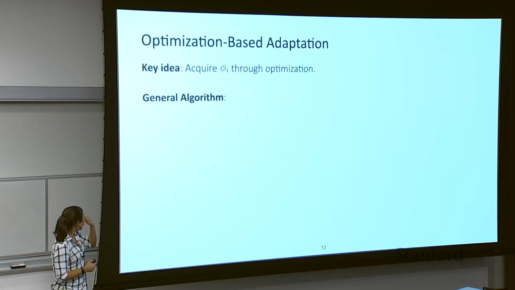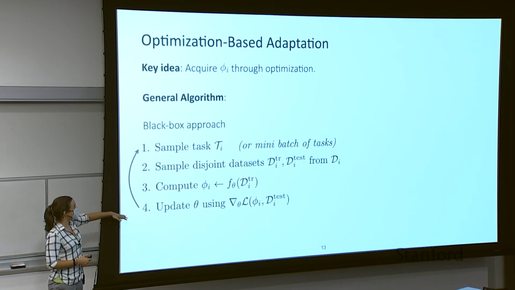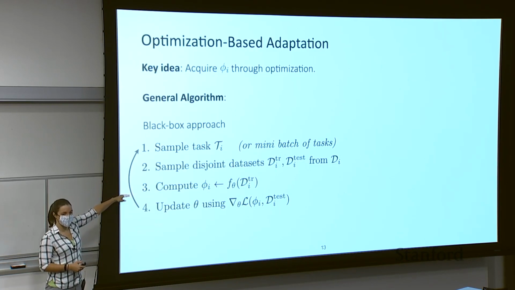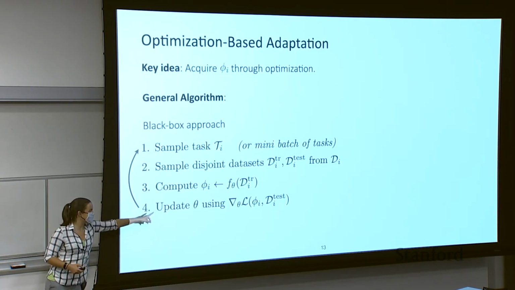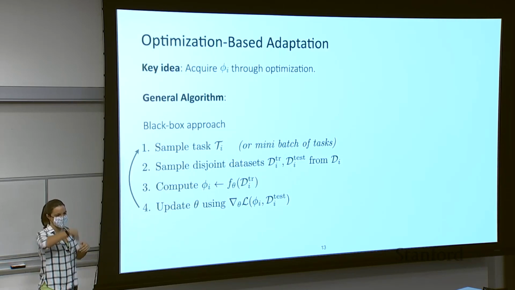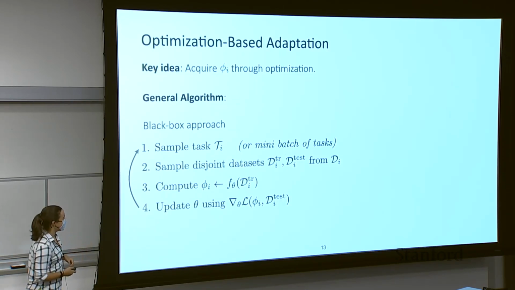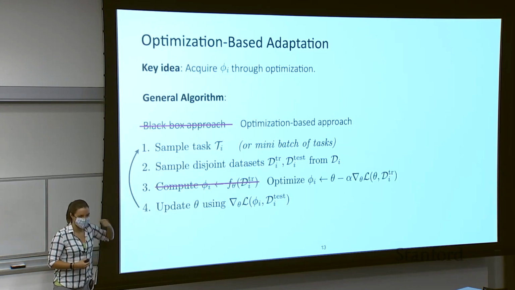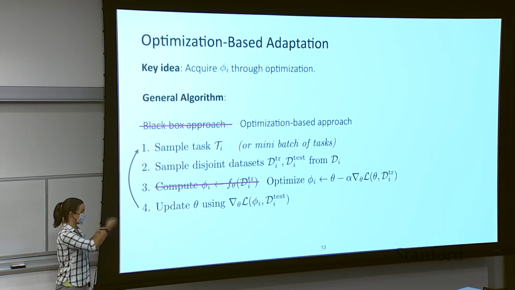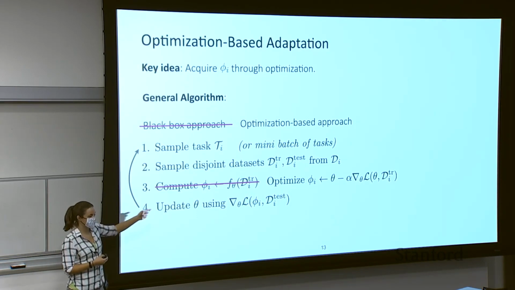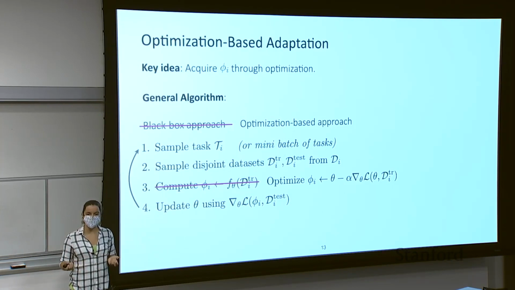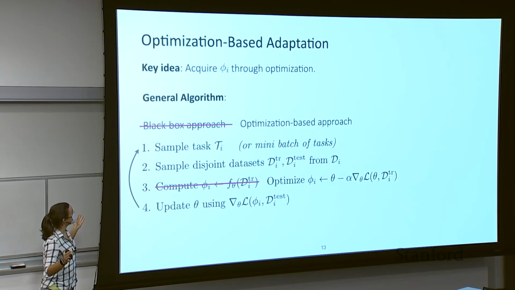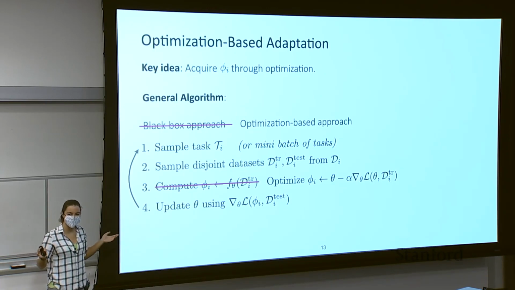If we recall the approach for black box meta learning, we sampled a task, we sampled these data sets, we computed the parameters using our black box model, and then updated the parameters theta by differentiating through that black box model. Really, the only thing that is different with the optimization-based approach is that instead of computing the parameters by passing data through this black box neural network, we're going to be running one or a few steps of gradient descent. And that's basically it. That's the only difference from the black box approaches.